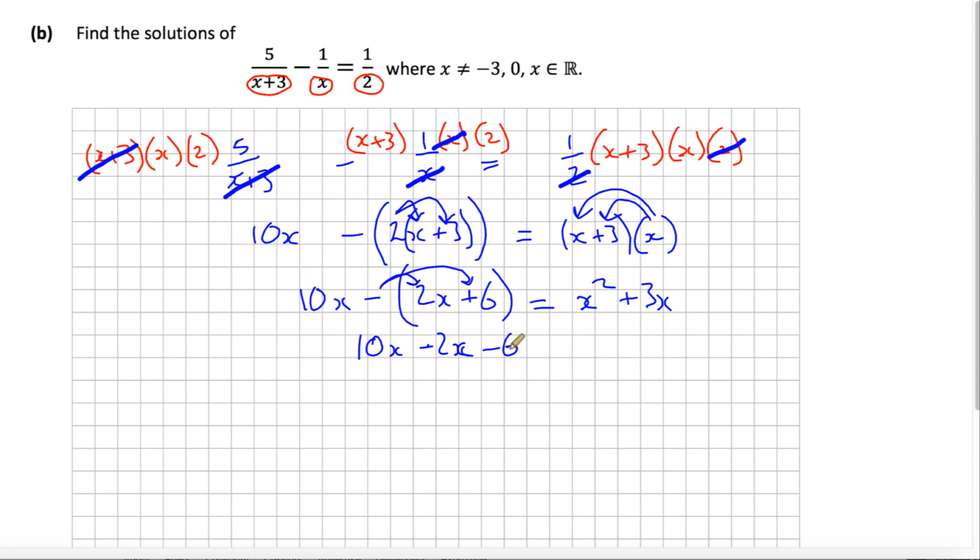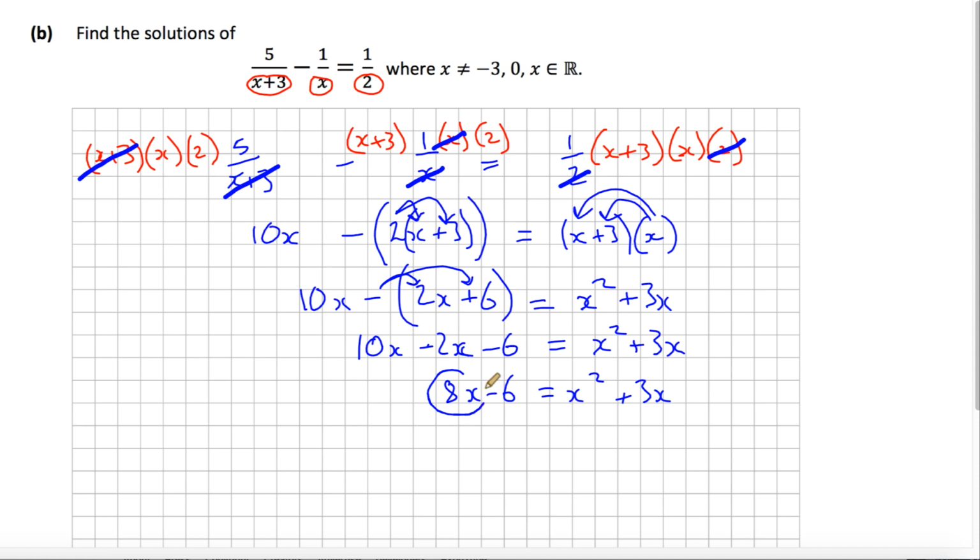Watch out for that. That might have caught people out there. You may have had plus 6 there. Is equal to x squared plus 3x. Okay, so now we're going to keep tidying up. So 10x minus 2x is 8x. Minus 6 is equal to x squared plus 3x.